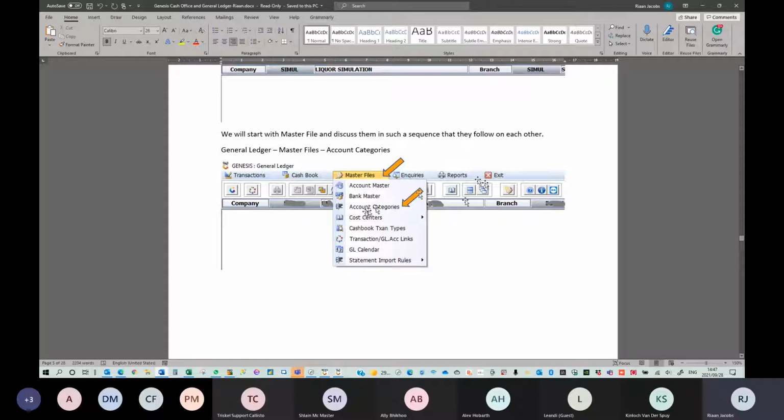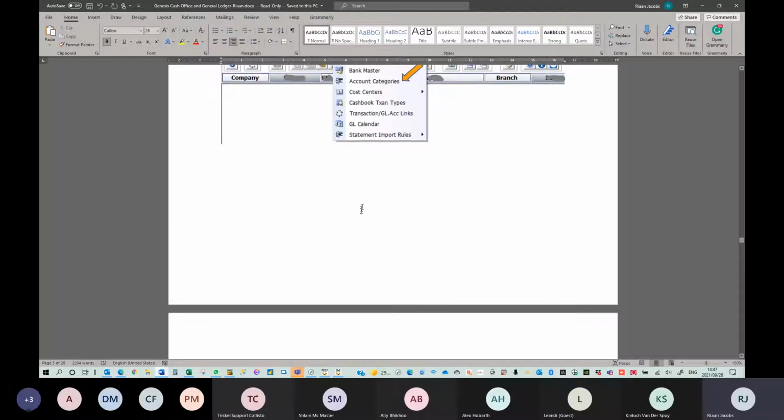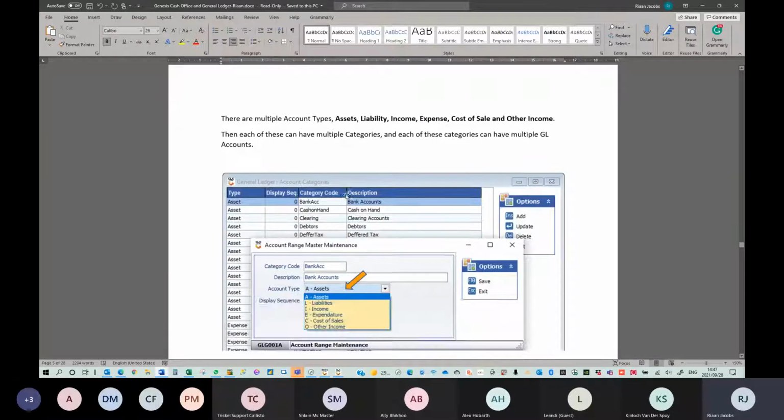So to set it up is basically the master file. I'm not going to take this from the top down. I'm going to do it in a logical sense. So the first thing that's important is your categories. You have to group your GL accounts together. As I mentioned, there are 4 main areas.